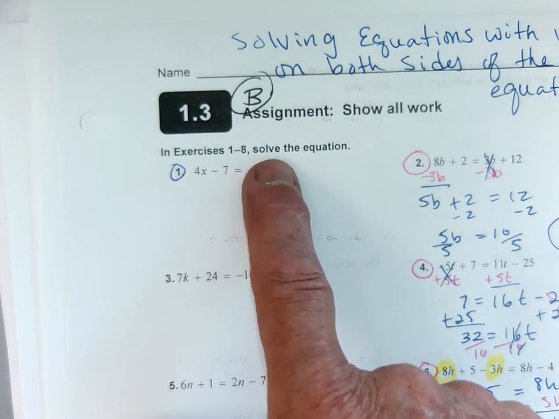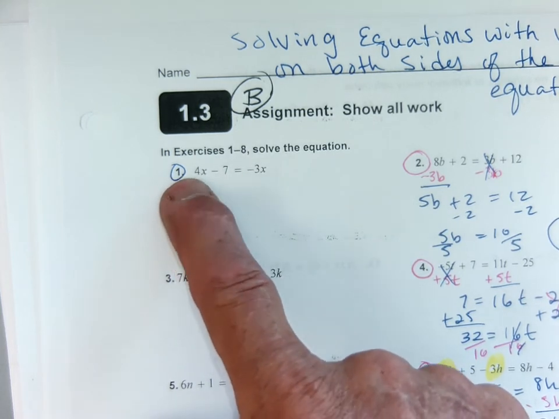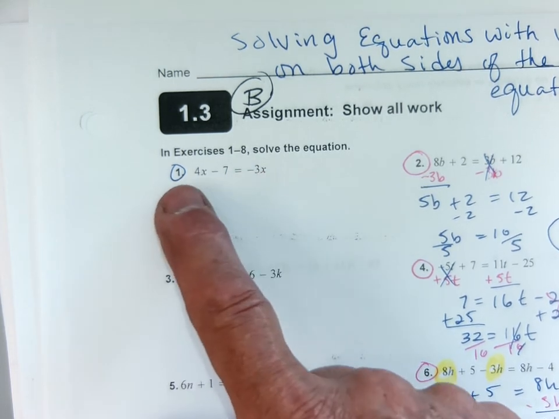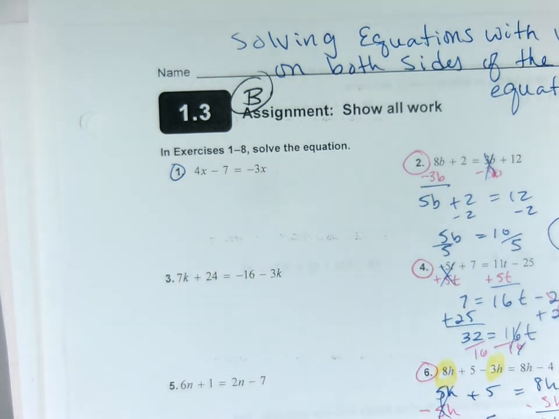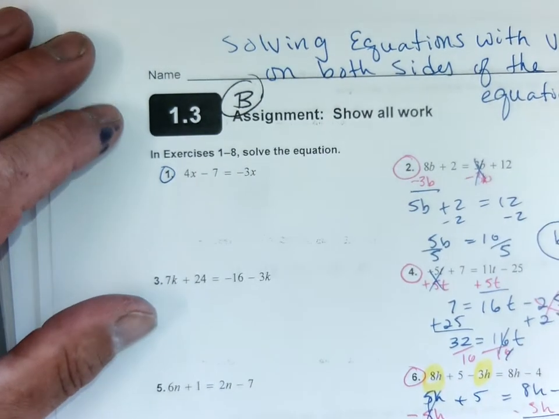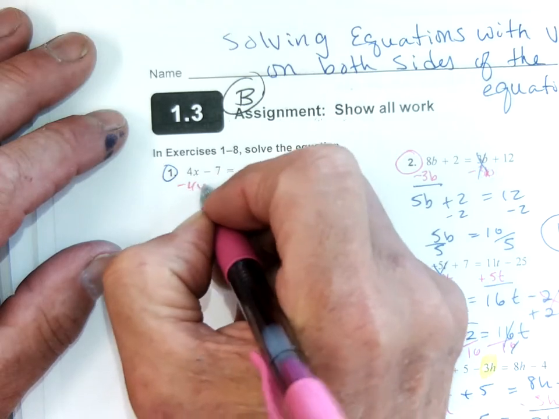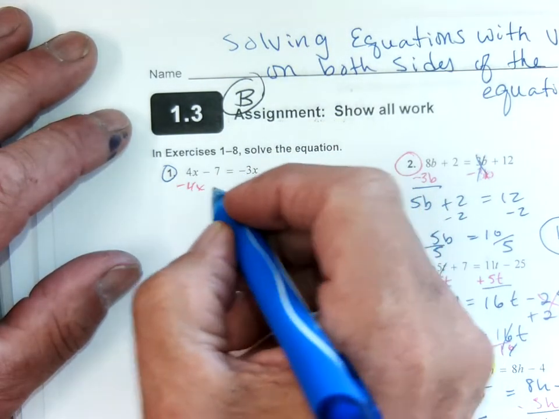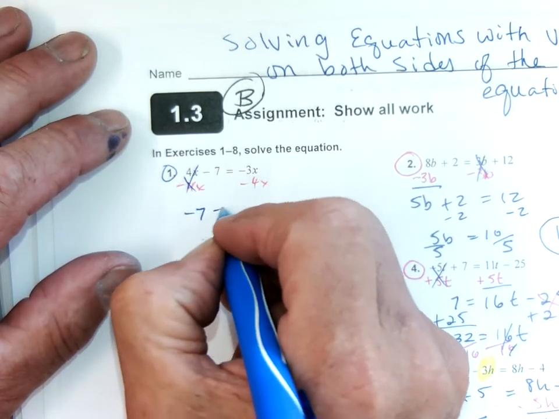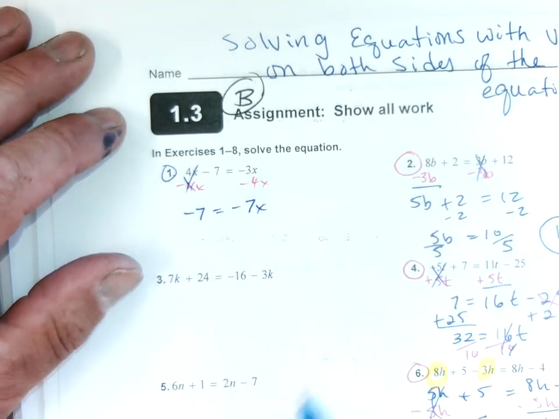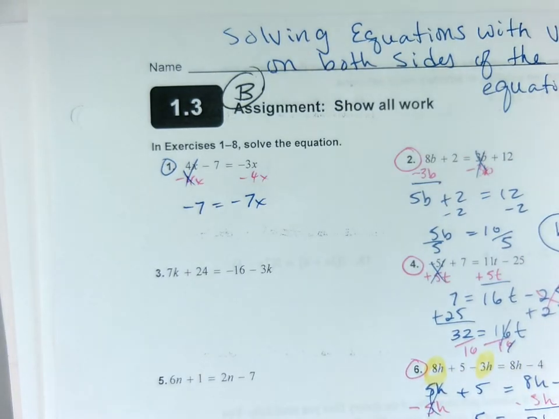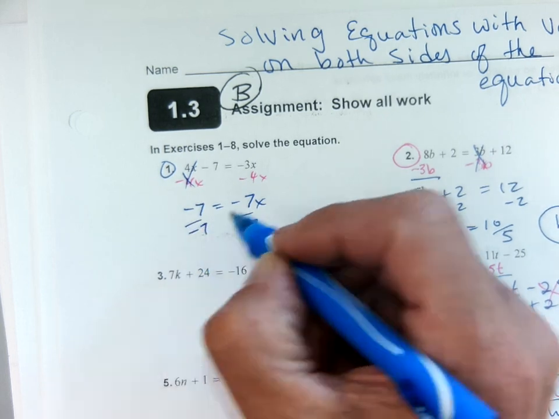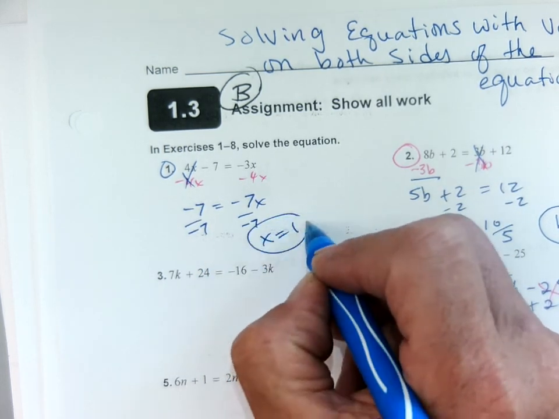So this time I'm going to kind of change it up. I'm going to subtract 4x. I'm going to go minus 4x, minus 4x. So I have something on the left-hand side. It's a little bit different because I don't want to have nothing on the right-hand side. So I would have a cancel. -7 equals a -7x. Divide by -7, x equals +1.